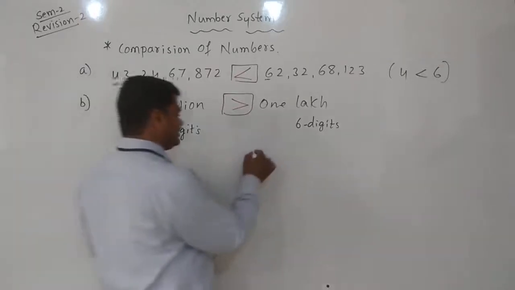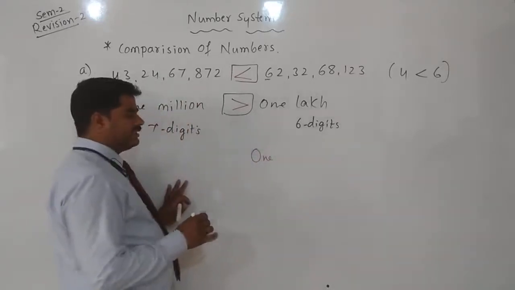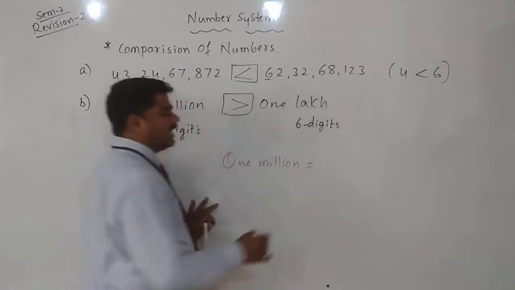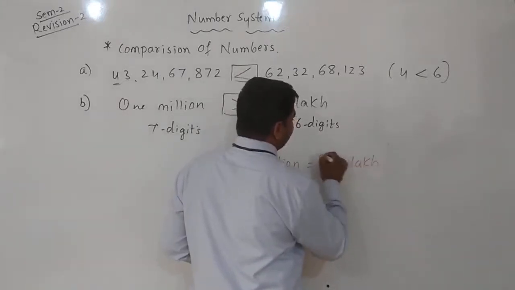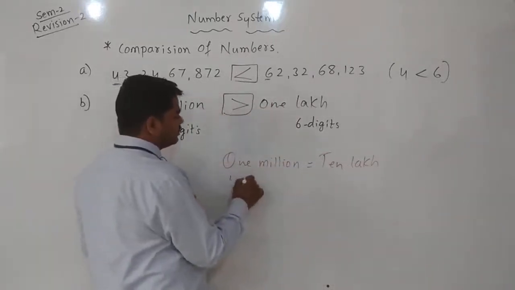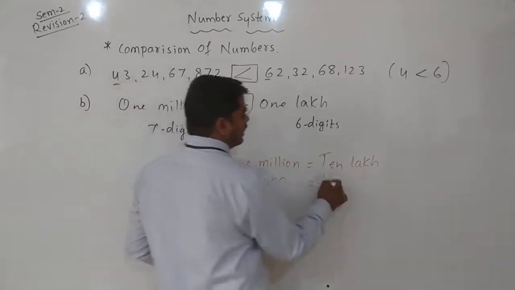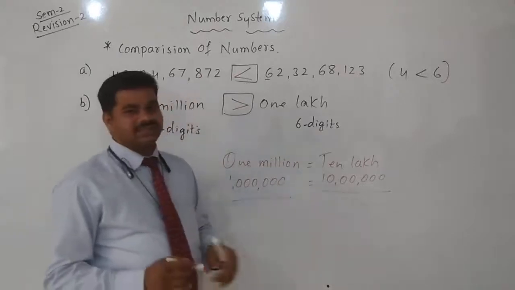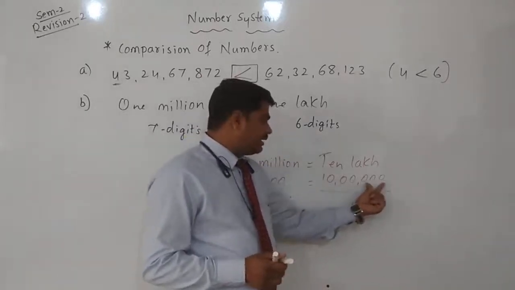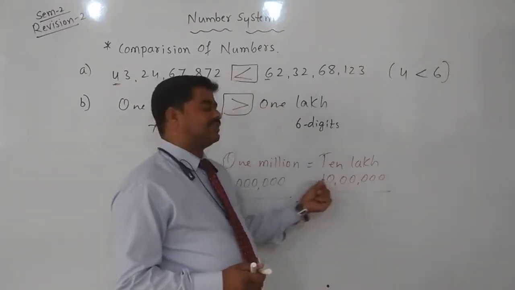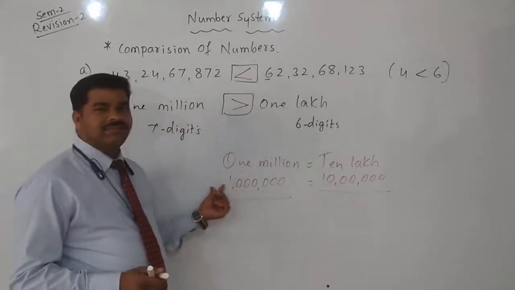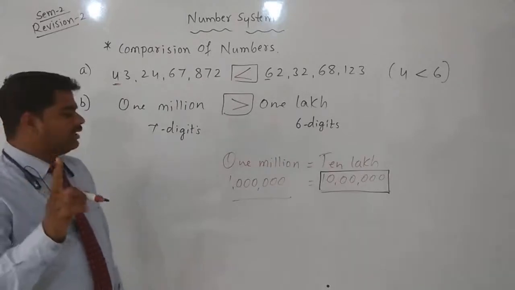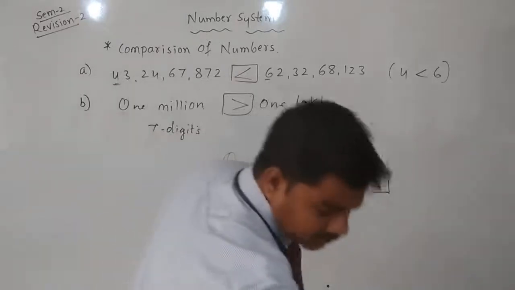1 lakh is only 6 digits, and 10 lakh, this is 1 million. 1 million equals 10 lakh. 10 lakh is a 7 digit number, and 1 million is also 7 digit. These two are equal. But while inserting commas, this is the 1's period, 100's period, 1000's period, then it is lakh's period. But here it is 1's, 1000's, million's period. Clear? Then 10 lakh is equal to 1 million. You should remember this one. Yes, next one we can compare.